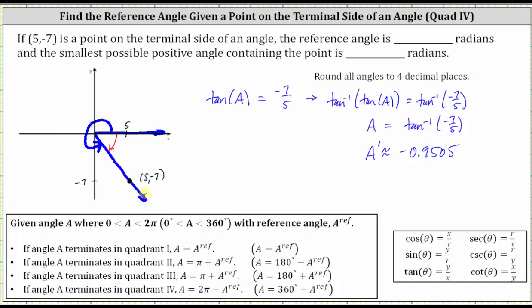So while it's not the angle we are looking for, it does help us determine the reference angle, which is the positive angle between the terminal side and the positive x-axis. So from this information, we know the reference angle is going to be positive 0.9505 radians. So let's go ahead and label that. Let's also record the reference angle above.